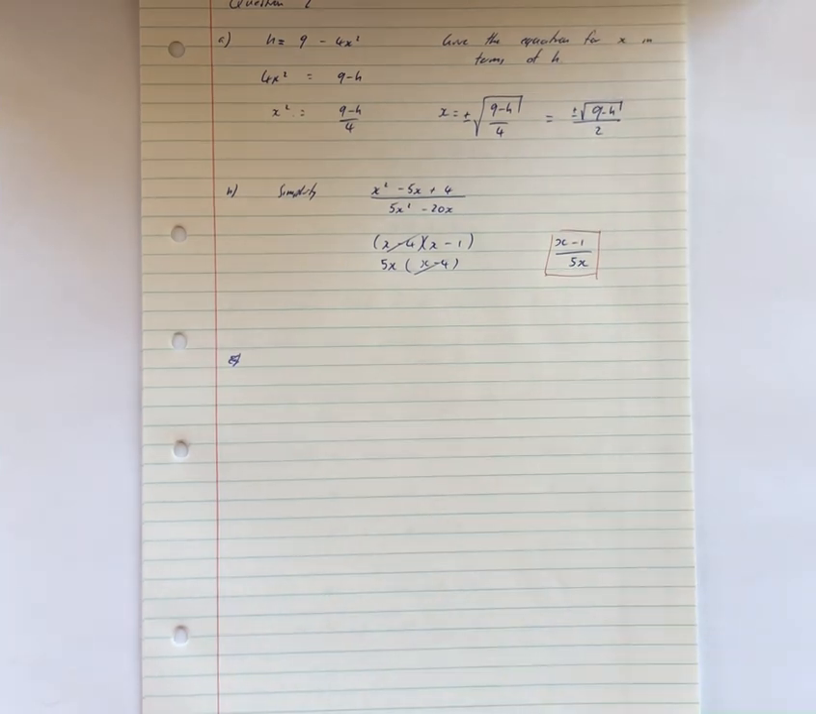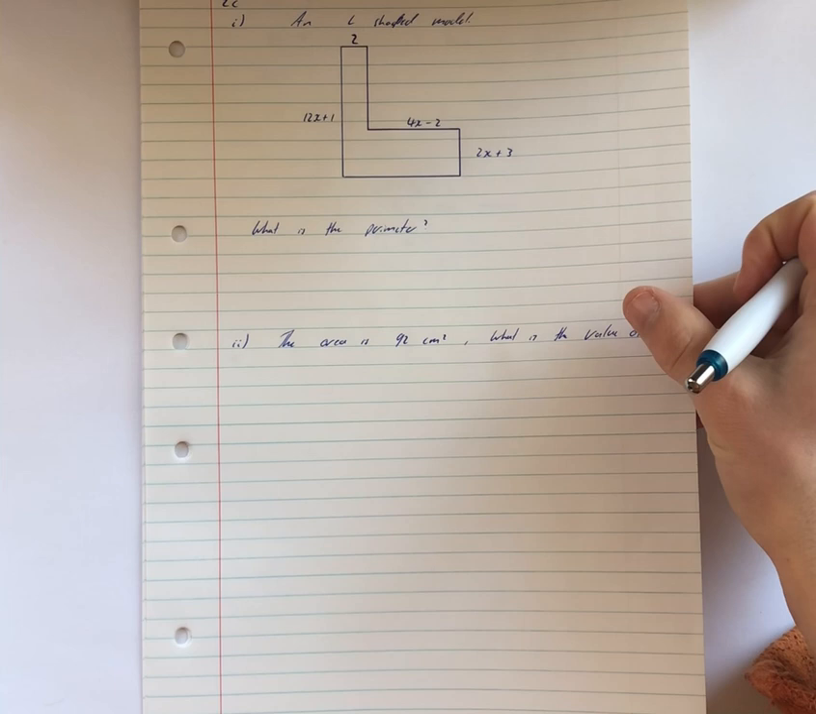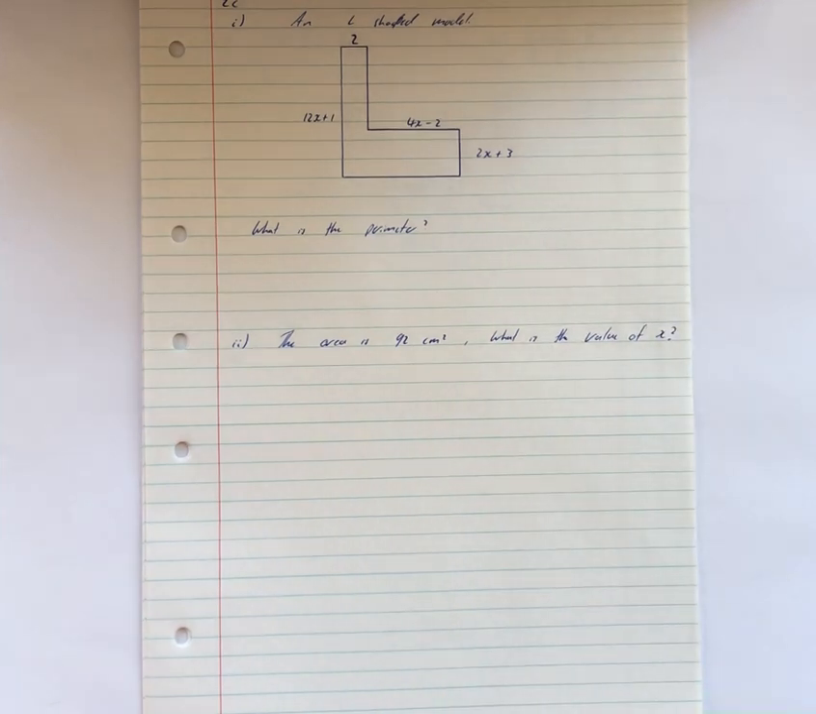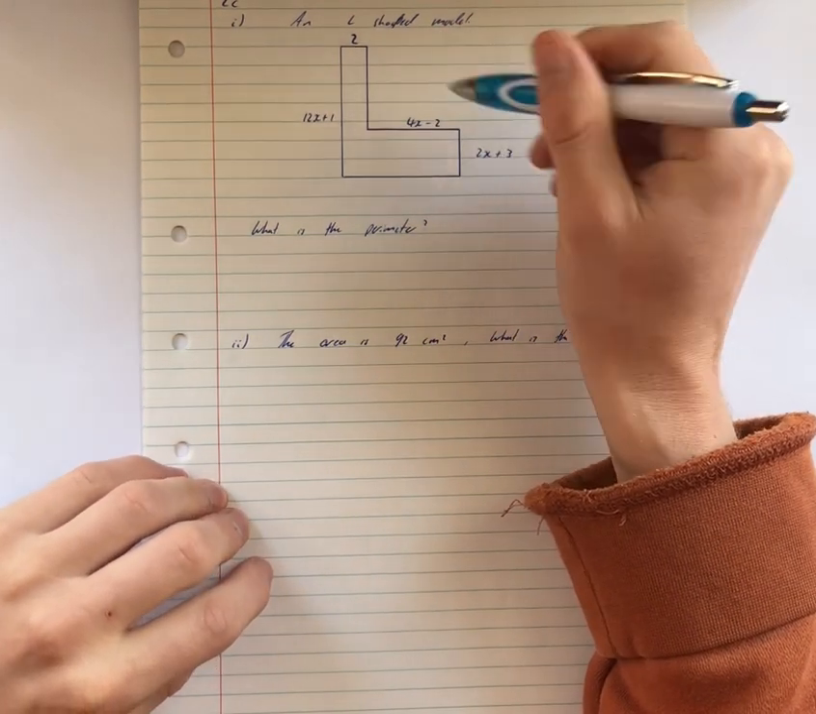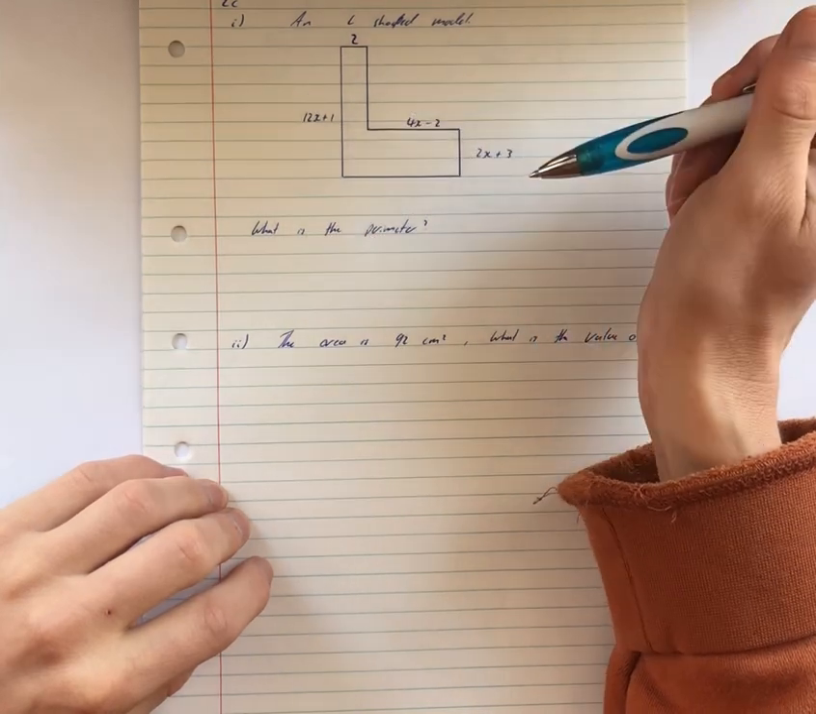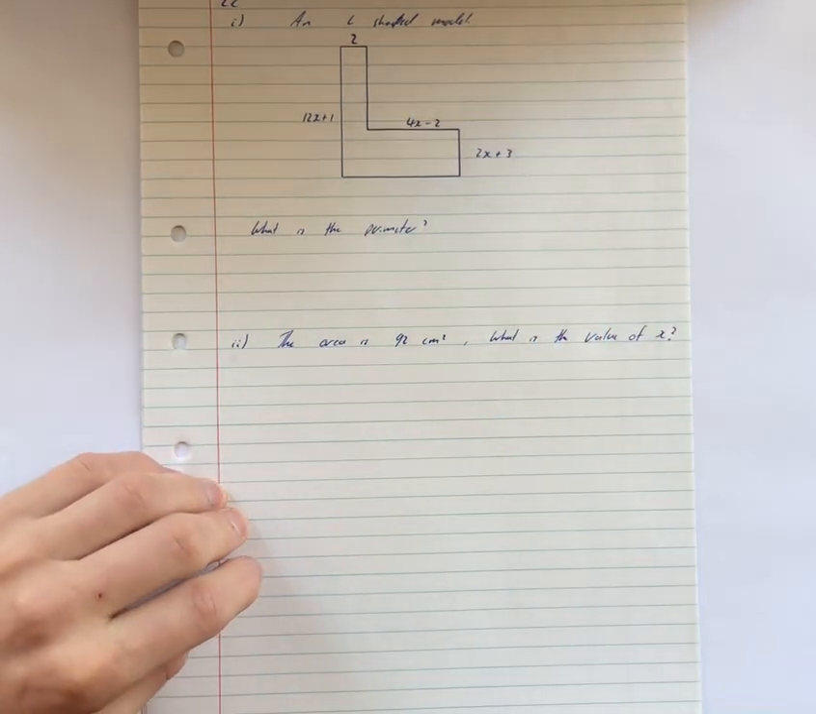Alright, oh no, here's our next question. Alright, 2C. An L-shaped model is given here. We've got a 2, 4x minus 2, 2x plus 3, and a 12x plus 1. And we want the perimeter.